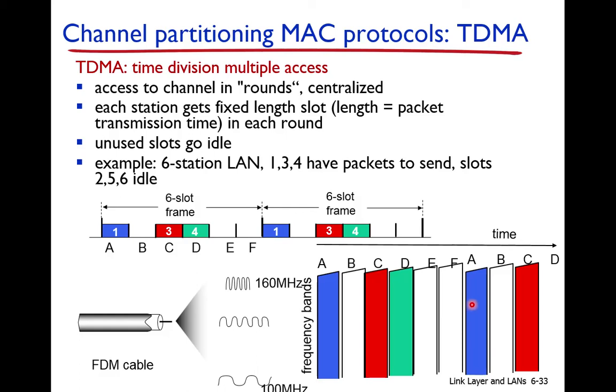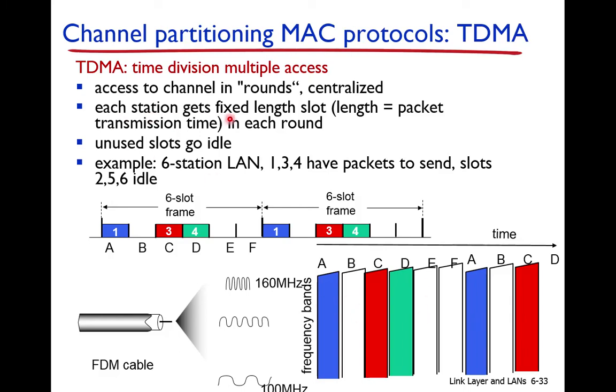In the seventh slot, it will be used by A again. So again, it will start from A, B, C, and so on. So you can see that the access to the channel is in rounds. First it is used by A, then B, then C, then D, then E, then F. When they are finished, then again it is used by A, B, C, D, and so on. So the channel is used in rounds.